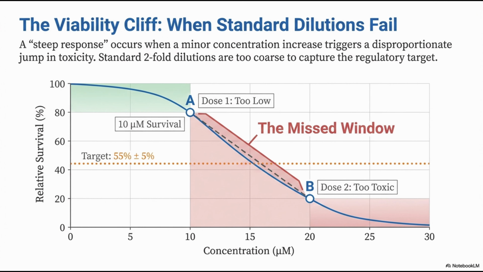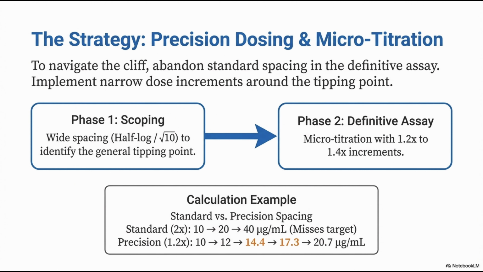Standard two-fold dilutions become too coarse. One dose may show 20% cytotoxicity and the next 80%, leaving no data in the critical evaluation window and compromising assay validity. A precision dosing strategy overcomes this challenge.